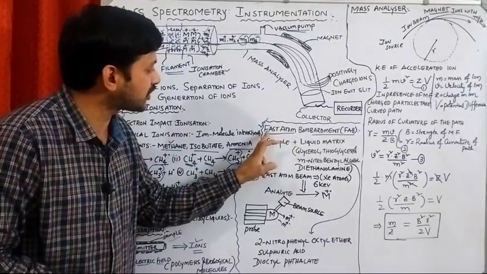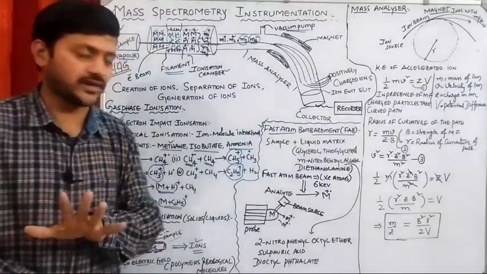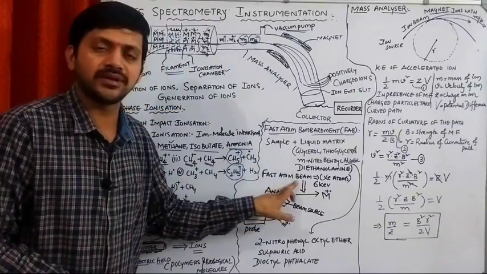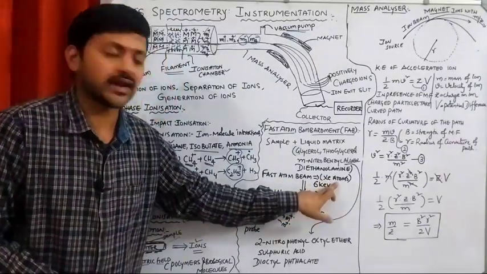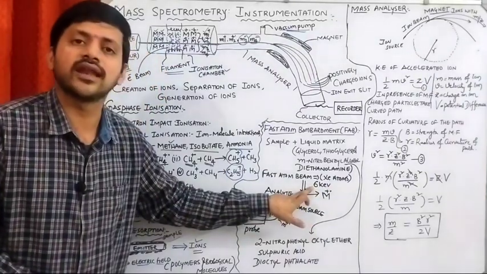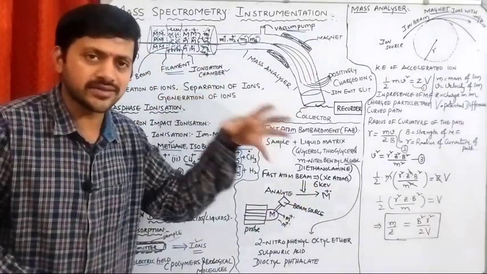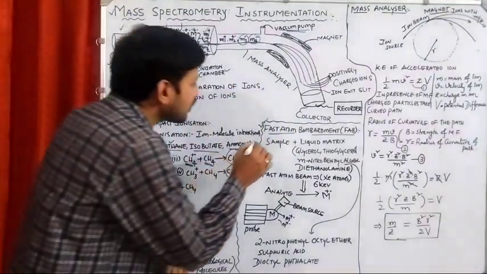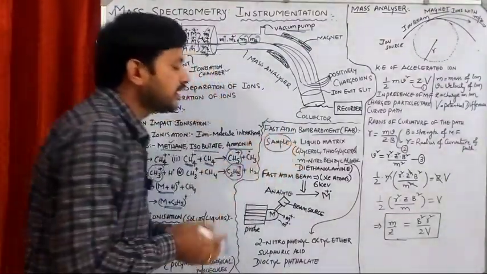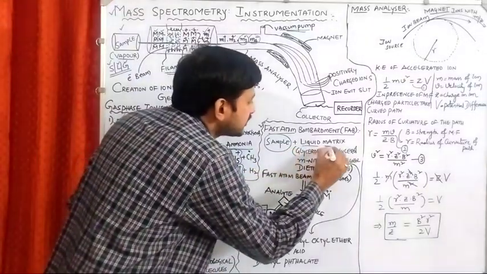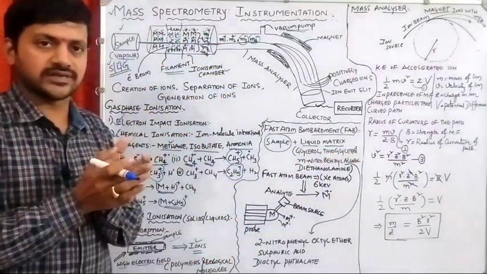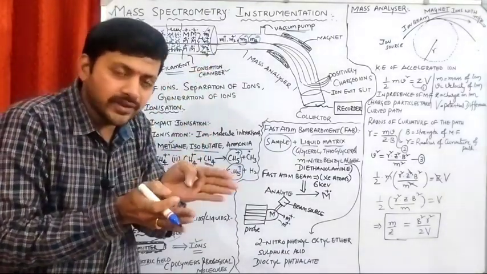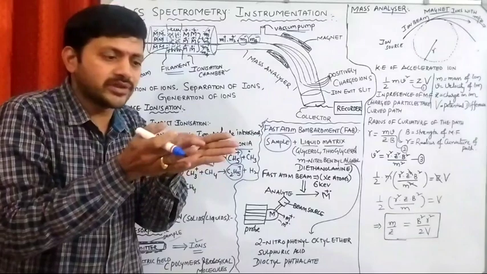That is commonly called as what? Fast atom bombardment. So in the fast atom bombardment, we are sending a fast atom beam. That beam is xenon atoms with energy 6 kilo electron volts. Very high amount of energy we are sending. Where we are sending? Let us see. We are having an unknown sample. The unknown sample is going to be mixed with a liquid matrix. It means we are mixing two things: one is the sample and another one is the liquid matrix.